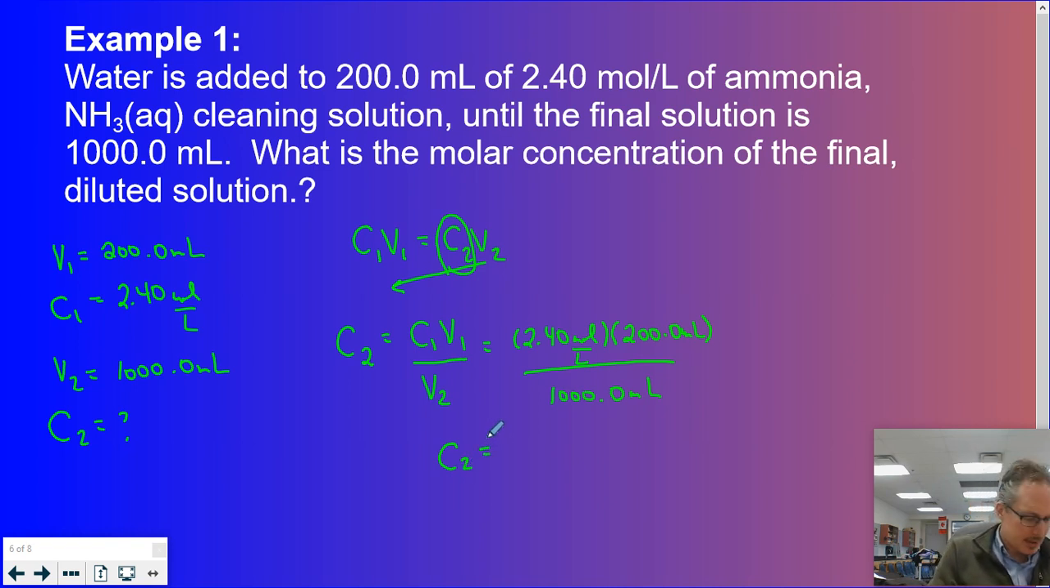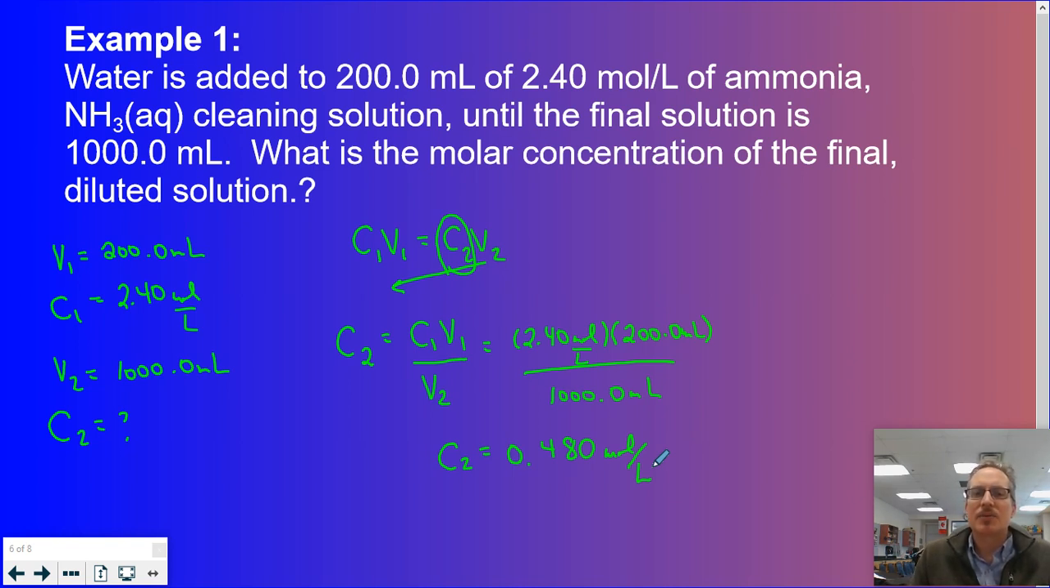So I'm going to take 2.4 times 200 divided by 1,000. I go back to the question. I'm allowed 3 sig figs. So my answer is going to be 0.480 moles per liter.